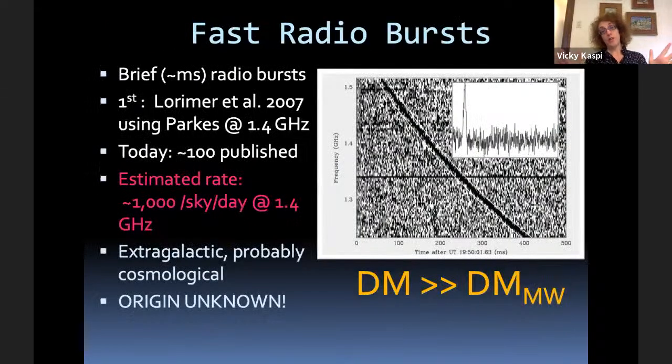So fast radio bursts, what are they? For those of you not familiar, these are brief, that is few millisecond, bursts of radio waves. The first one was discovered in 2007. Today, there are about 100 of them published. We define them by their dispersion measure, that is the degree of dispersion in a frequency versus time plot. The horizontal line here is a TV station. This is the pulsar, this is the FRB sweeping through. Its dispersion measure is much greater than that in the Milky Way galaxy. So it has to be something extragalactic, and indeed for many of the dispersion measures, cosmological. The estimated sky rate of these is about 1,000 per sky per day. This is not something uncommon. This is ubiquitous in the universe, but their origin is unknown.